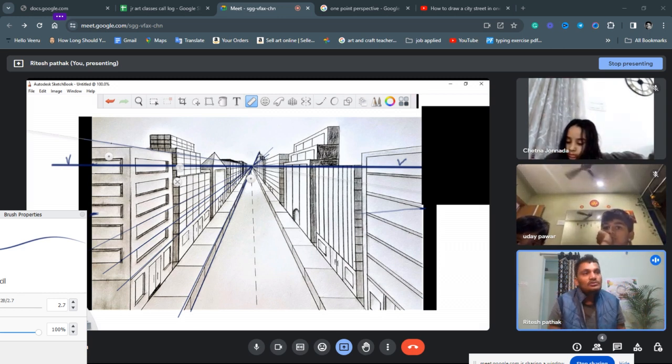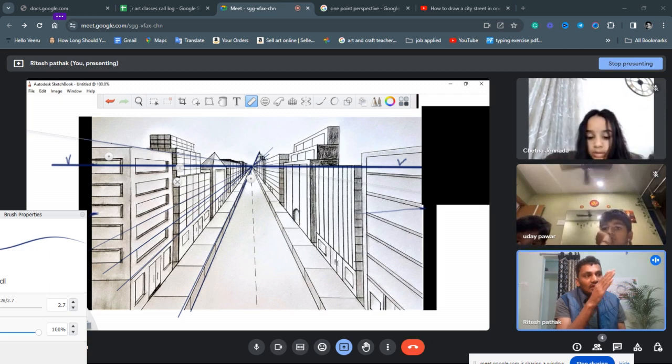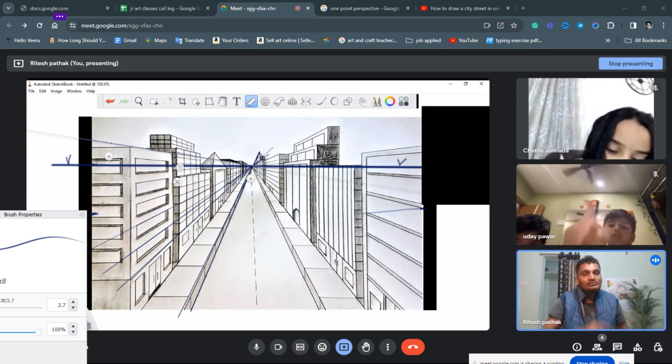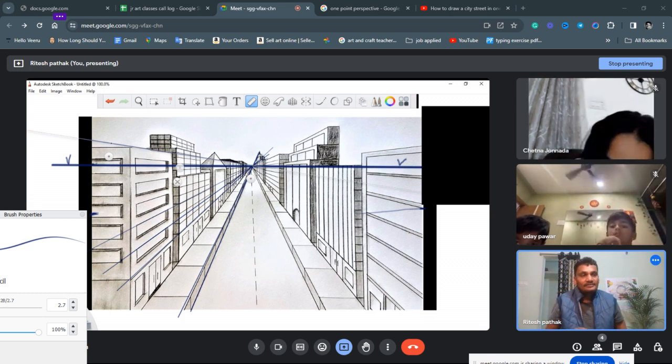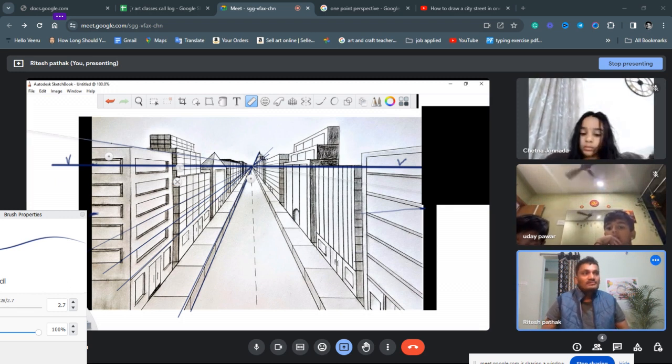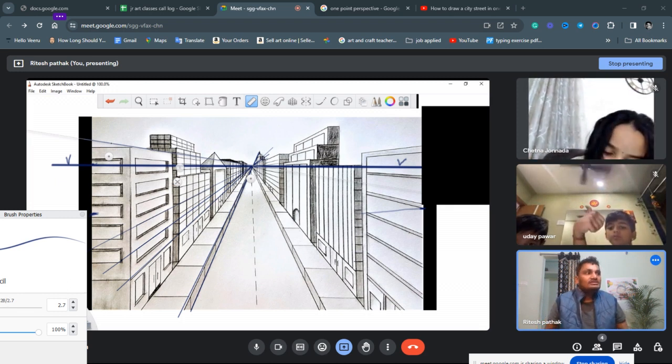So in this, most of the lines go down, below the eye level. Understanding? It's not going up. Only one or two lines are going up. So for this, what will we be doing? First, do the road. Okay. And then keep doing your houses.